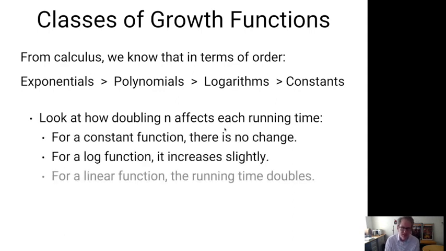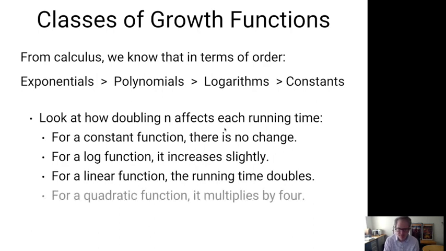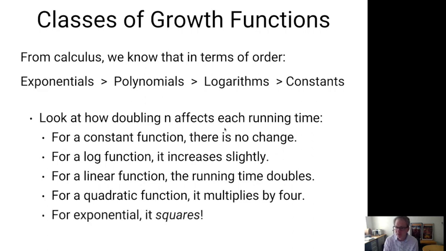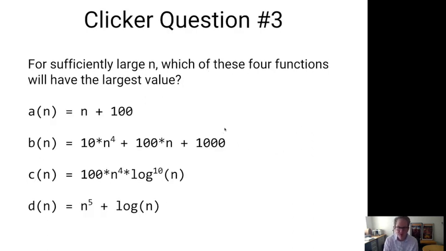If you want to analyze these things, you have to look at how doubling n affects the running time. It's not that doubling is always the right way, it's just a way of looking at it. You could triple n and get the same answer, or quadruple n and get the same answer. Constant function, doubling n, no change. For a log function, it increases very slightly, by less than doubling. For a linear function, doubling n will in fact double the running time. For a quadratic function, it multiplies it by 4. And for exponential, it squares, so much, much worse.